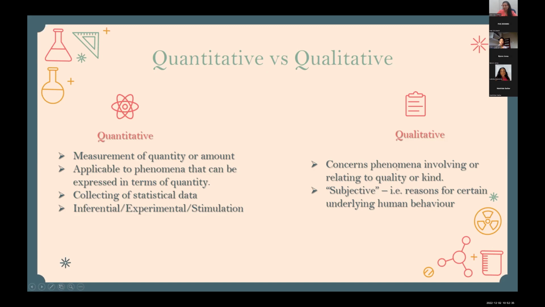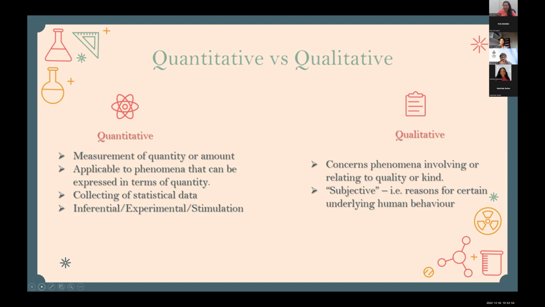Now, qualitative concerns phenomena involving or relating to quality or kind. It's a little bit more subjective, within inverted commas. For instance, you can be studying reasons for certain underlying human behavior, for instance.